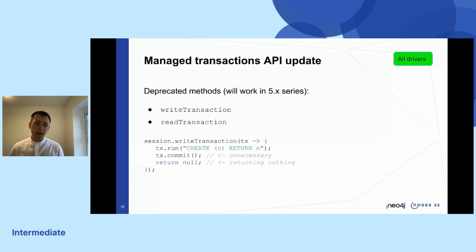Managed Transaction API gets a slight update. So write transaction and read transaction methods are deprecated. One of the reasons for this is that we envisage this API as managed transactions, but the API actually exposed means for managing transaction by the user. So in this example, you can see transaction gets committed. However, it's completely unnecessary, because as long as this code completes successfully, the driver would commit this transaction for the user. So it causes some confusion. And in some cases, users had to return null when they were not interested in the result. And again, it's just a waste of code.